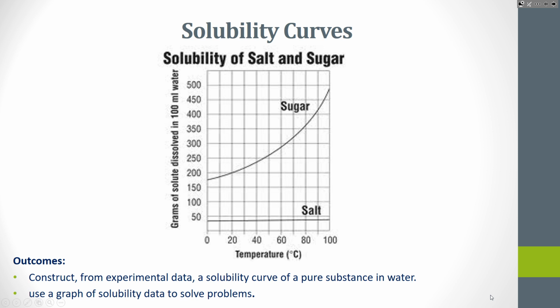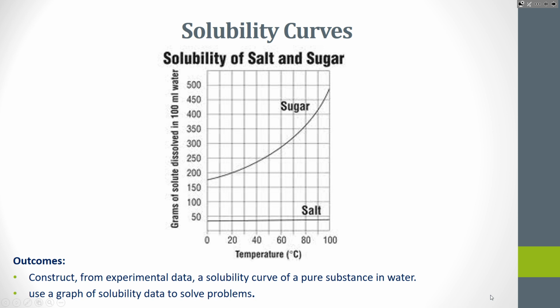You can see the curves are changing, especially with sugar. What this shows us, especially with sugar, is that as temperature rises, you're able to dissolve more and more and more sugar. So temperature typically has an effect on solubility. If you raise the temperature, if the substance is a solid, more of it will dissolve.